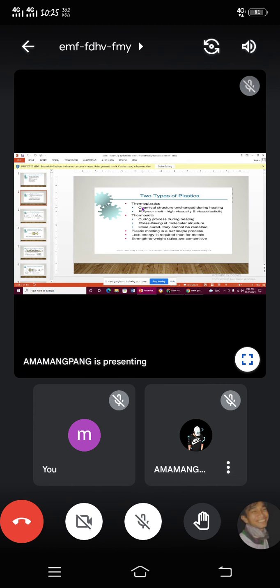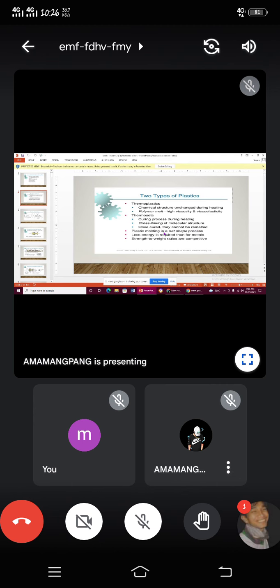So thermoplastics have a chemical structure unchanged during heating, polymer melt, high viscosity, viscoelasticity. So thermoset. So what is thermoset? Curing process during heating, cross-linking of molecular structure. Once cured, they cannot be remelted.